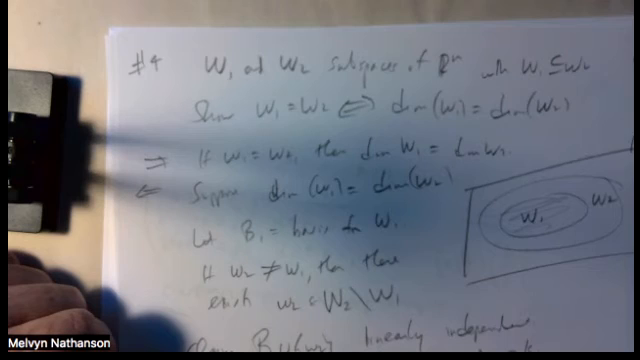Let's suppose that this basis B for W1 consists of vectors b1, b2, up to bk. So the dimension of W1 is k. If w2 is not in W1, suppose we have some linear combination, x1 b1 plus x2 b2 plus xk bk plus y times this vector w2 equal to the zero vector.